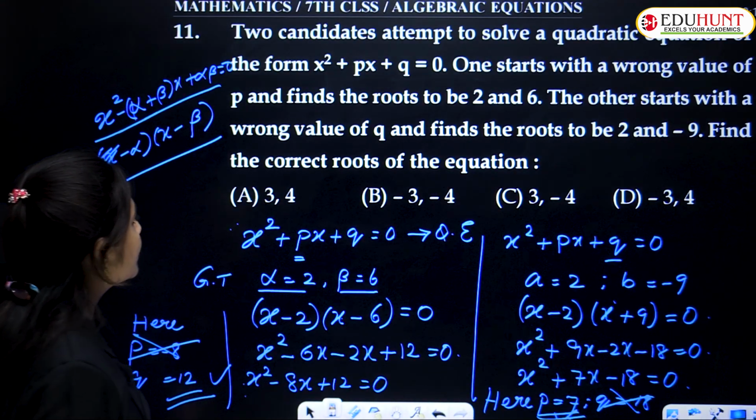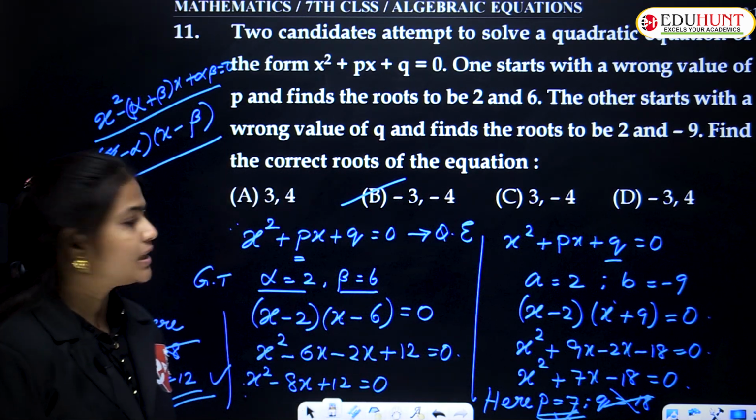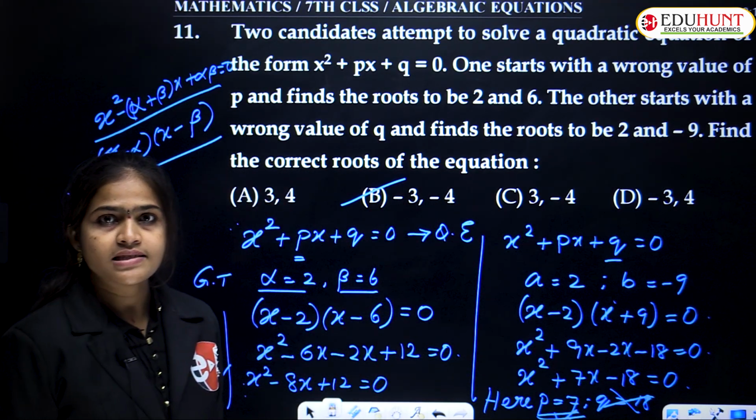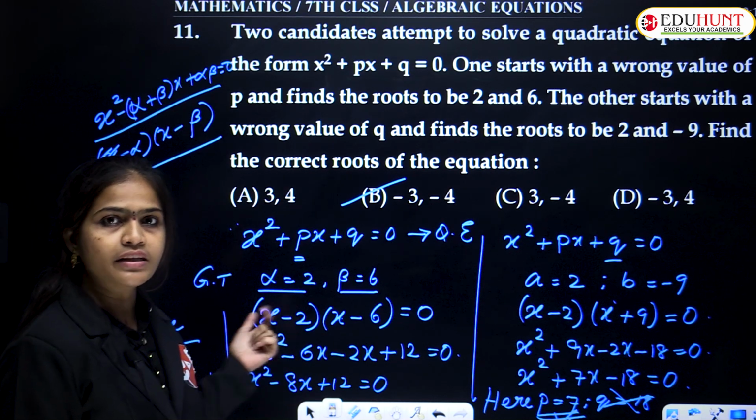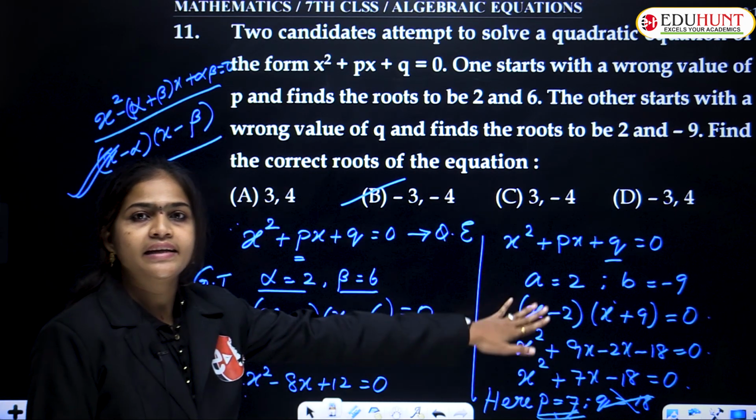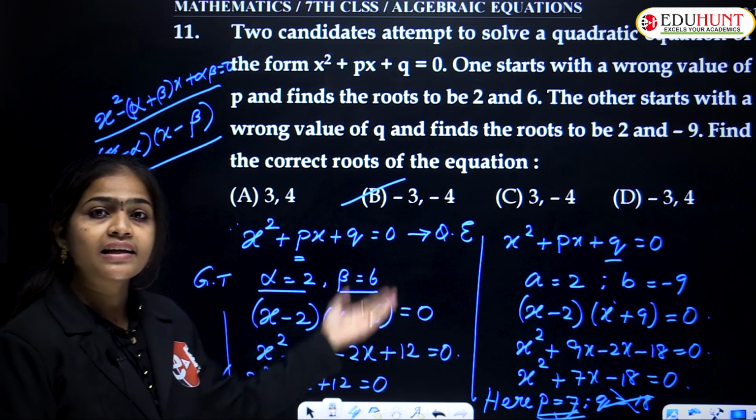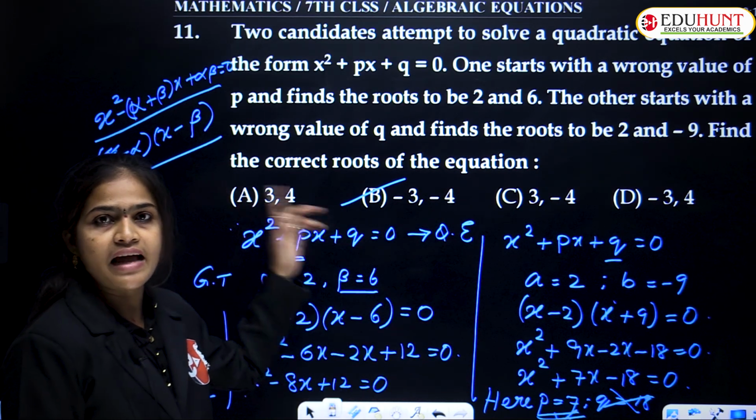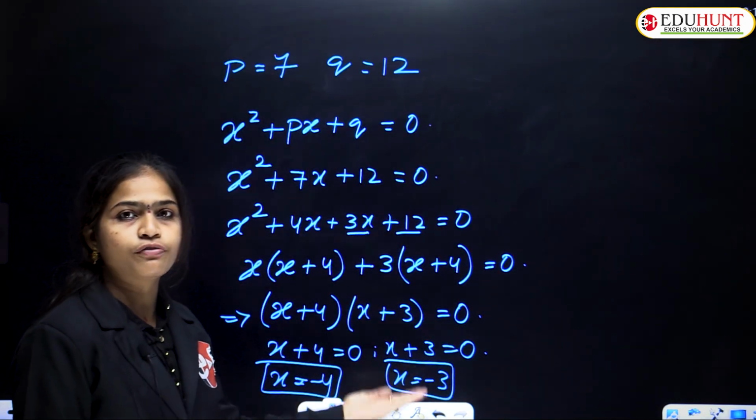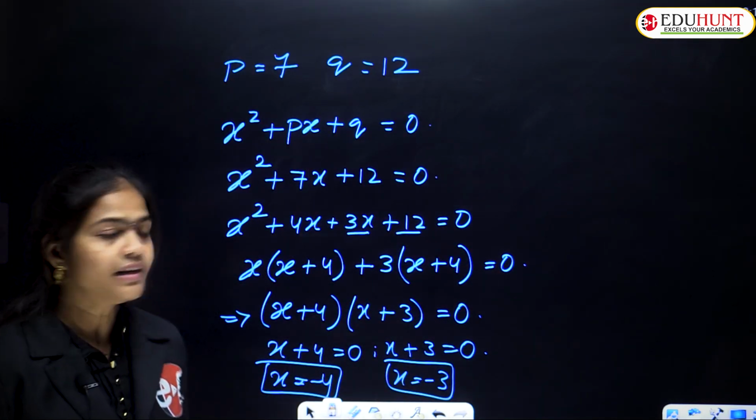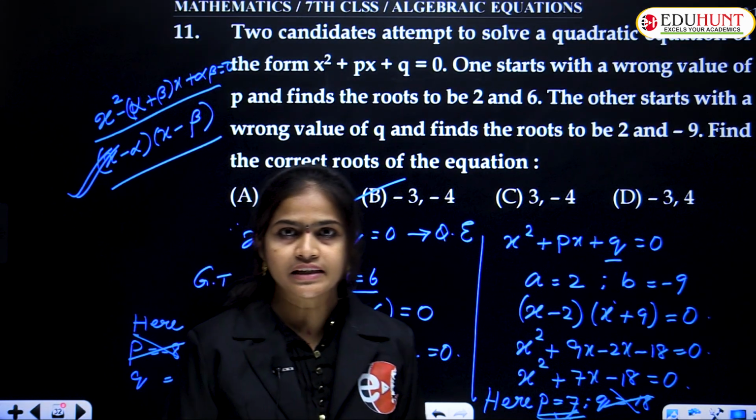So which options are correct? Minus 4, minus 3, minus 3, minus 4. Am I clear, children? Did you understand this? So the first person took the p value as wrong and the q value as correct, and the second took the q value as wrong and the p value as correct. By taking the correct values, we get the correct equation, and from that new correct equation we need to find the roots. Understand? So this is question number 11. Am I clear to you?